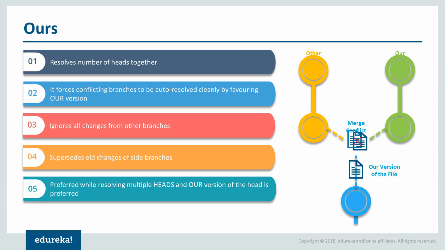Another merge strategy is ours. So this resolves a number of heads together. It forces the conflicting branch to be auto-resolved cleanly by favoring our version, and all changes from other branches are ignored. It supersedes all old changes of side branches, which is the other branch. This is preferred when resolving multiple heads, and our version of the head is preferred. For example, I have this master branch and I prefer the master branch version, then I should use the ours resolving strategy. Next is the subtree strategy.